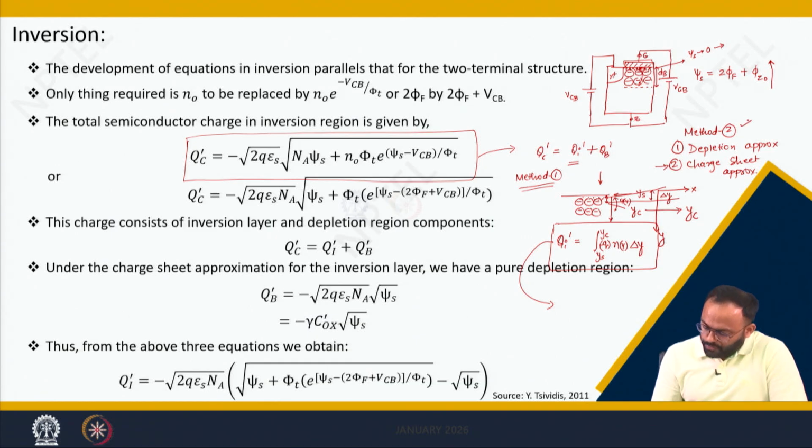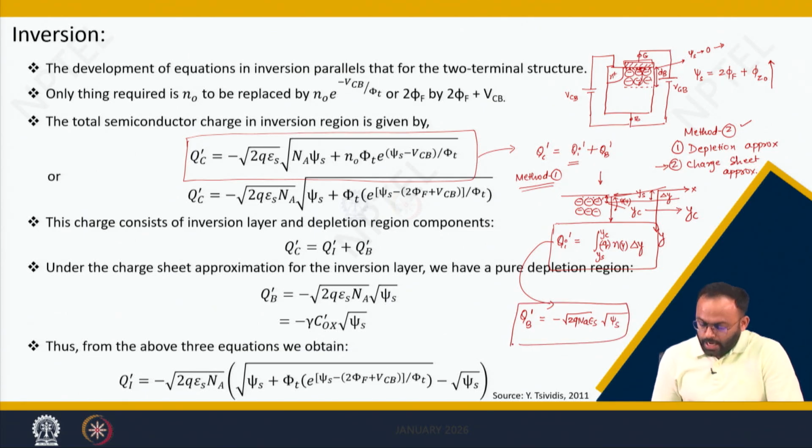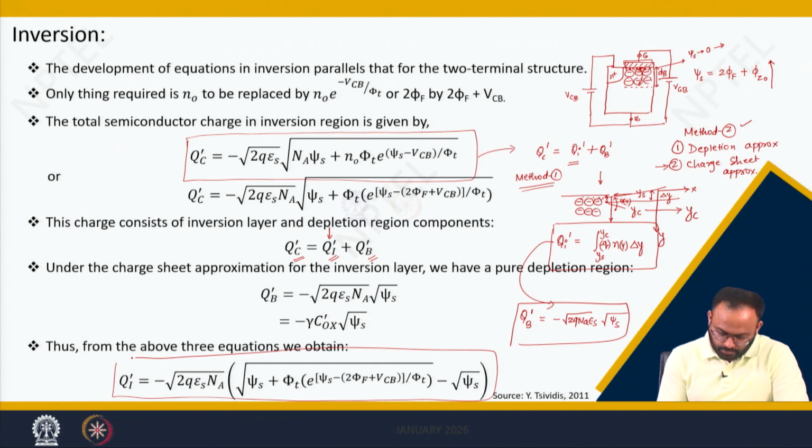Following method number 2, we extracted total bulk charge as minus square root of 2 into q into Na into epsilon s into psi s. If we know Qb dash, we can simply calculate Qi dash by using this equation, which says that the total channel charge is nothing but the inversion charge plus the bulk charge. So, by this we can simply write the inversion charge equation, which is nothing but minus square root of 2q into epsilon s into Na into (square root of psi s plus phi t e to the power of (psi s minus 2 phi f plus Vcb)).